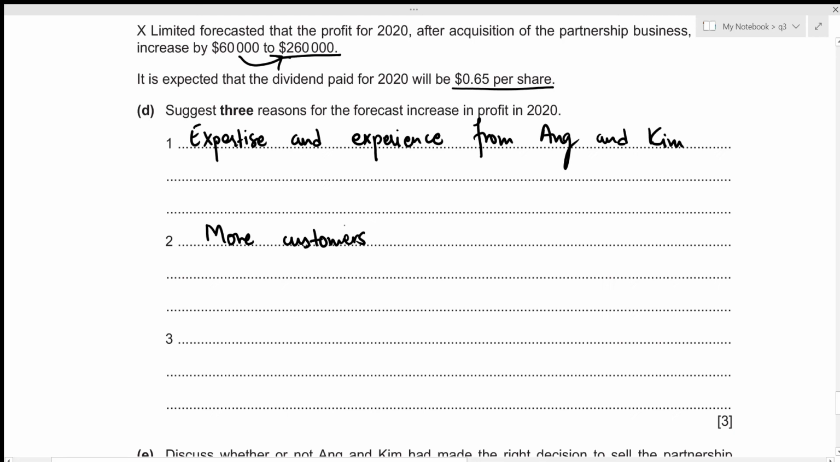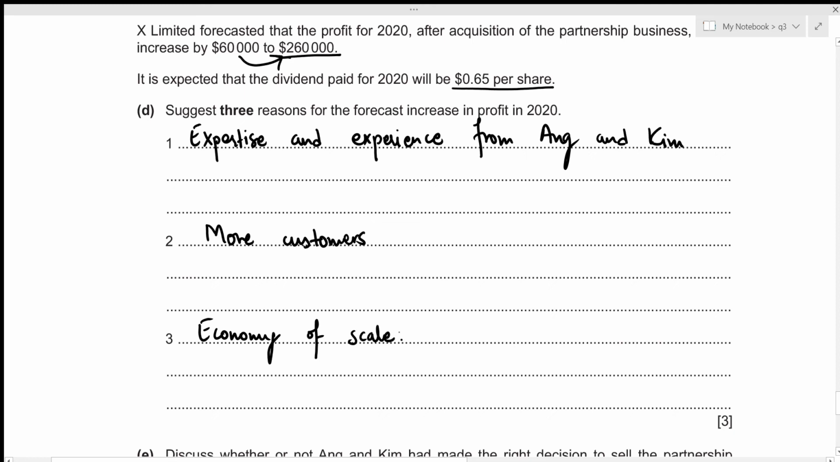And finally there could be economy of scale, right? So instead of 2 businesses purchasing separate raw materials, now they merged into one and they can purchase a bulk of raw materials, which could give them additional discounts, resulting in economy of scale. Let's write it down. Of scale.